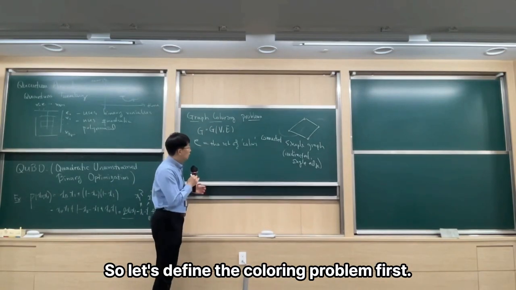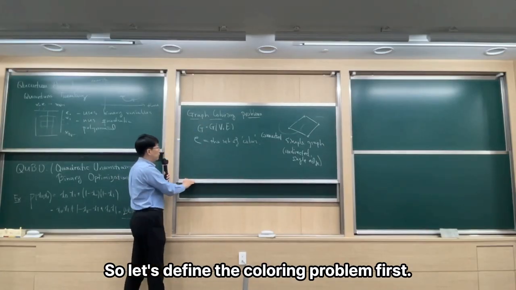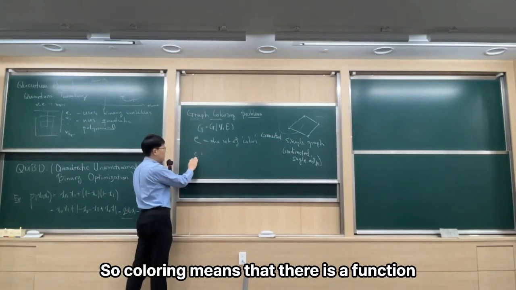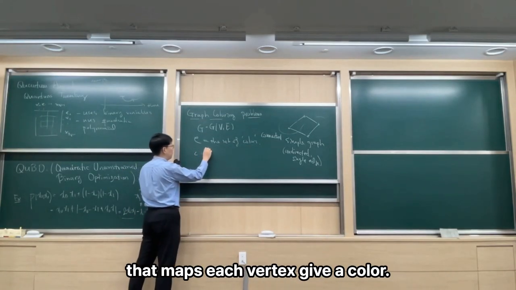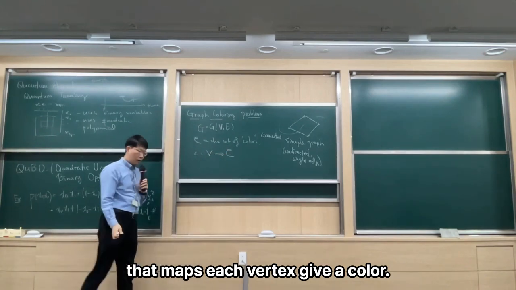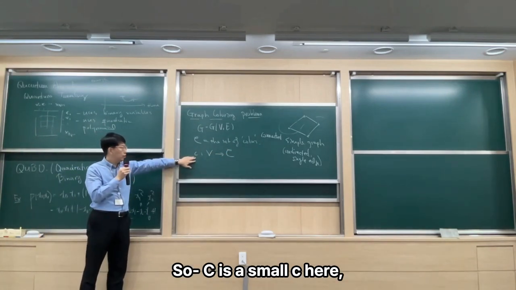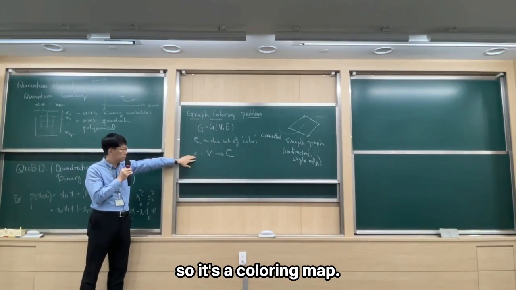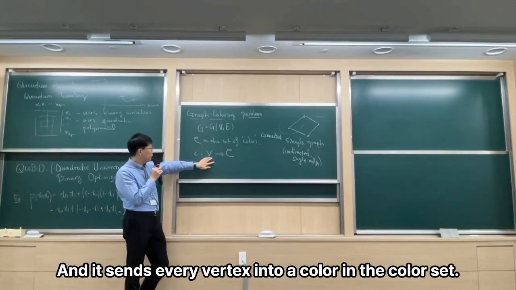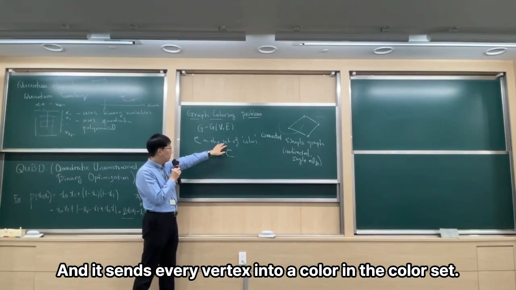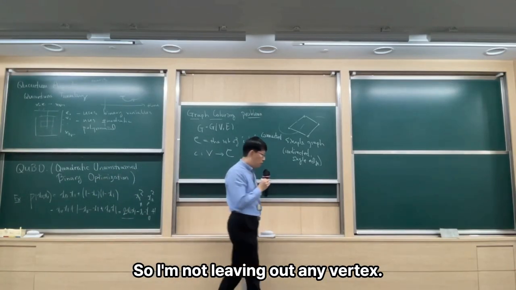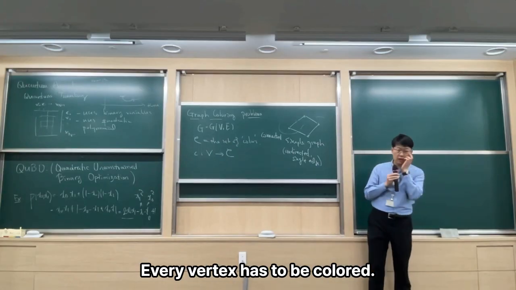So let's define the coloring problem first. Coloring means that there is a function that maps each vertex to a color. So c is a small c here, a coloring map, and it sends every vertex into a color in the color set. I'm not leaving out any vertex. Every vertex has to be colored.